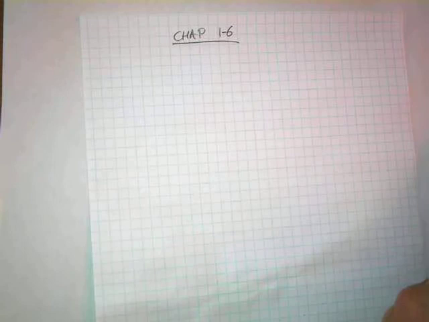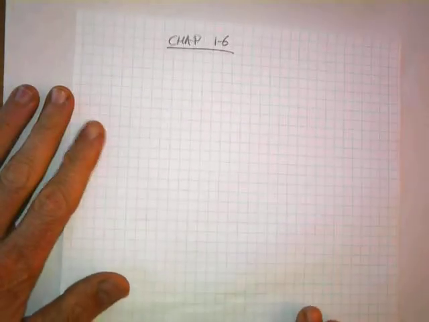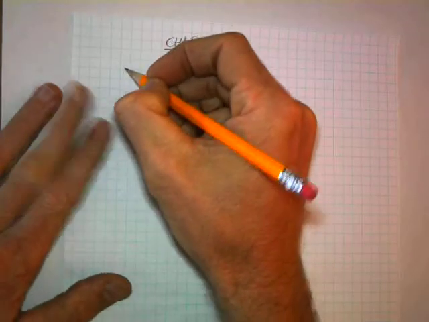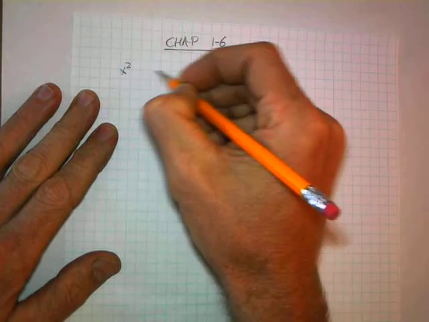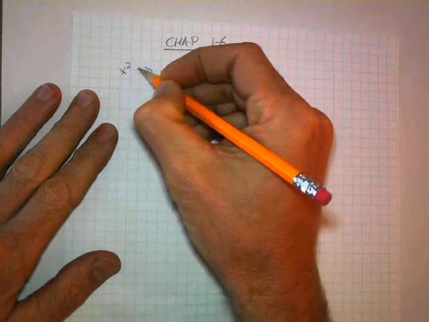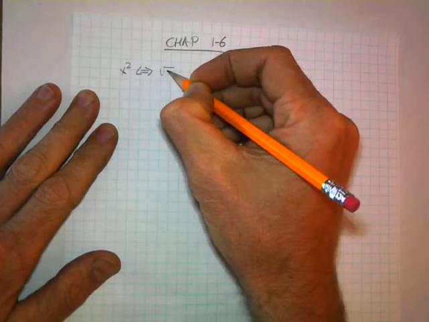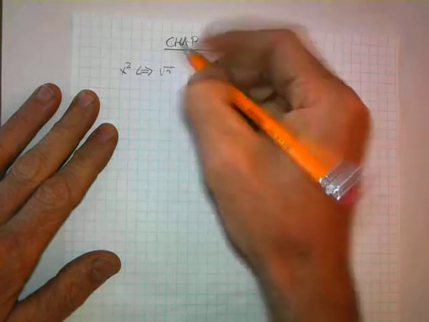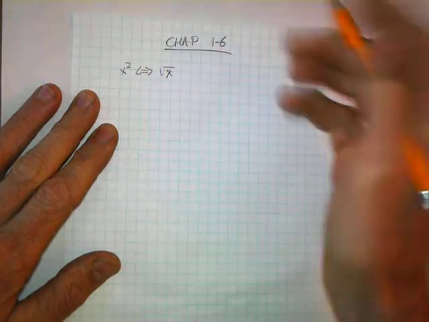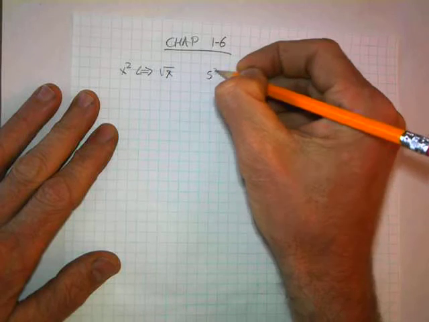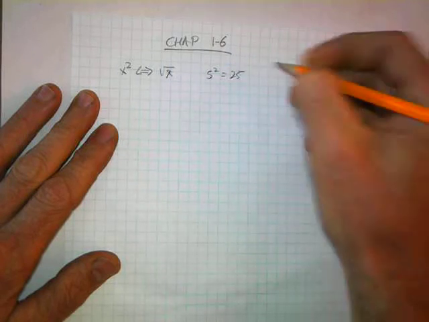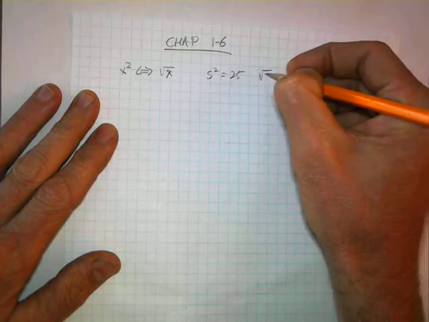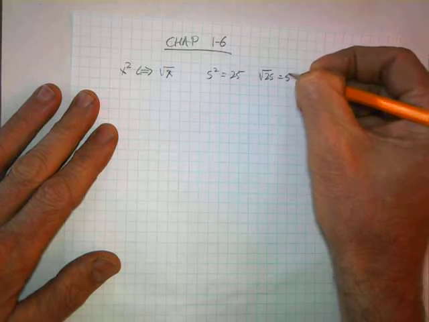So the first thing you need to know for chapter 1-6 is that this and this are inverse functions, the square root of x. So what does that mean? 5 squared is 25, whereas the square root of 25 equals 5.